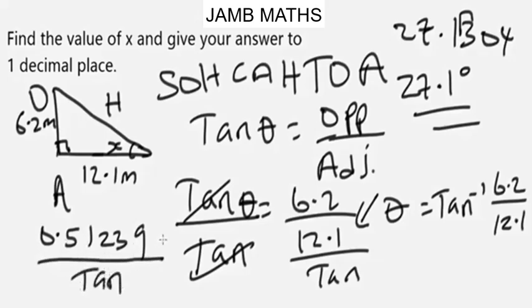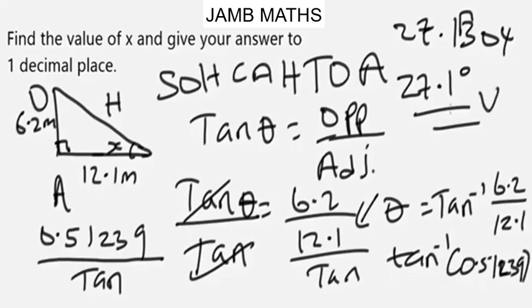Now, this over tan is something as tan inverse of 0.51239. Alright, so when you punch it on the calculator, you still get back to this answer.